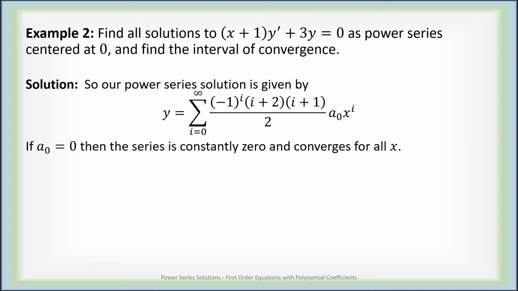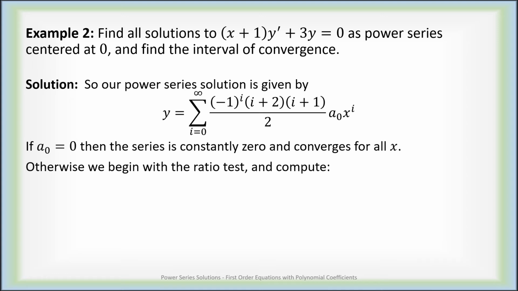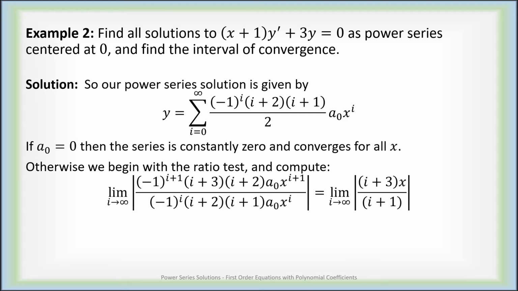Now note, if a_0 is 0, then every term in the power series is 0, and that does converge for every x, because now we're turning our attention to finding the interval of convergence. Otherwise, we're just going to apply the ratio test. There are other tests we could do here, but since there's an x to the i, a ratio test is going to be pretty quick. So we take the limit, as i tends to infinity, of the ratio of the (i+1) term, negative 1 to the i+1, (i+3)(i+2) a_0 x to the i+1 over 2, divided by all of this here. The 2s will cancel, and we'll end up with this expression down here.